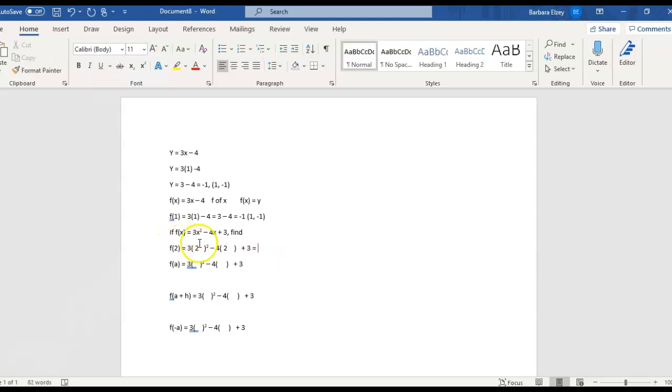So remember your order of operations. You must do the exponents first. So we've got to do that 2 squared first. So this is 3 times 4 minus 4 times 2 plus 3. And now let's do our multiplication.